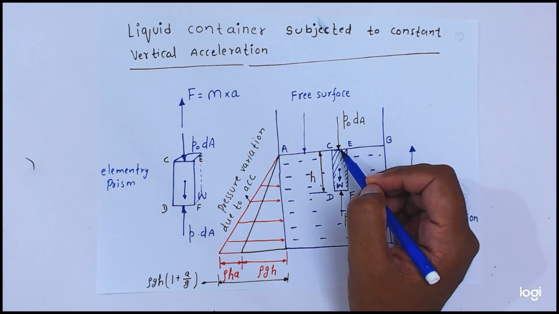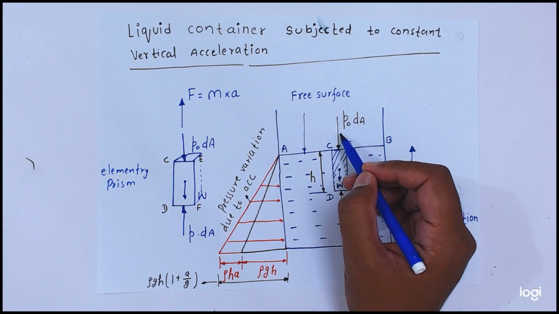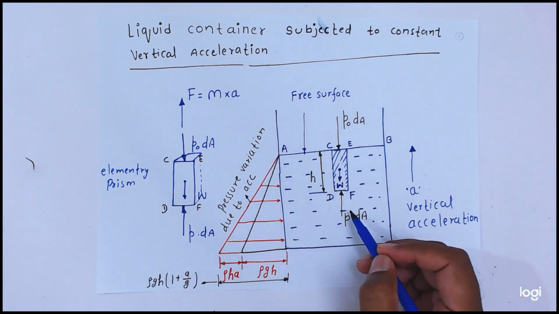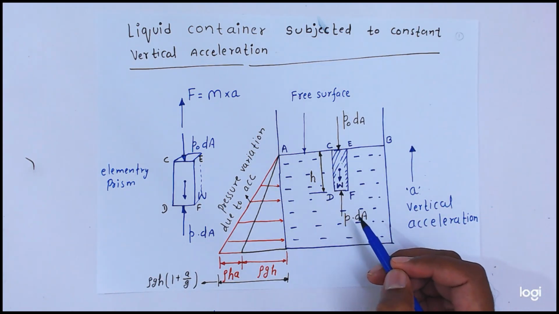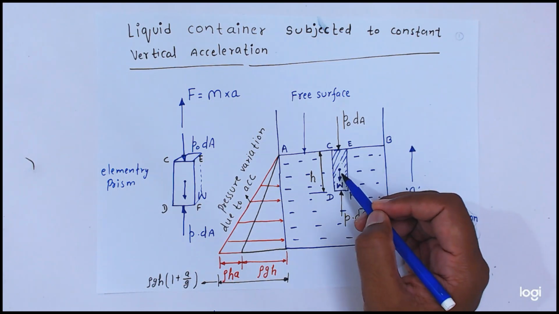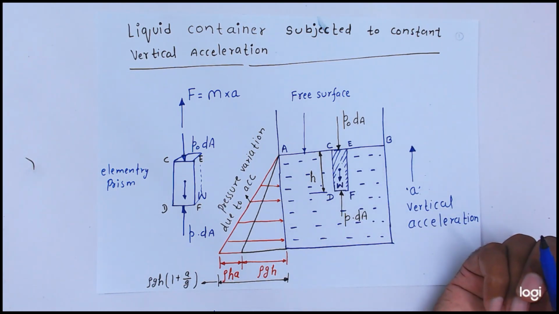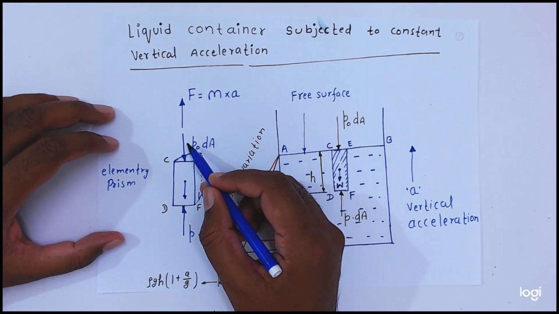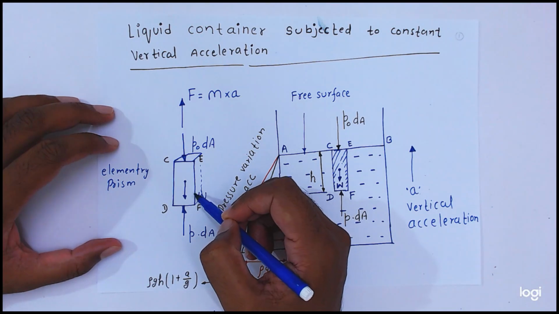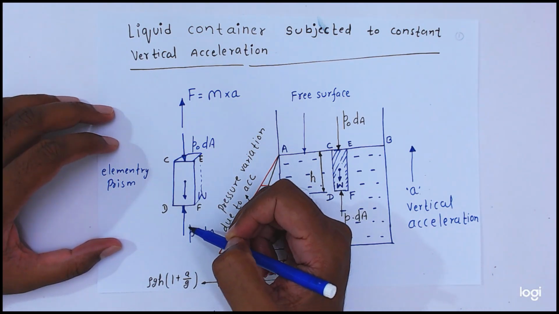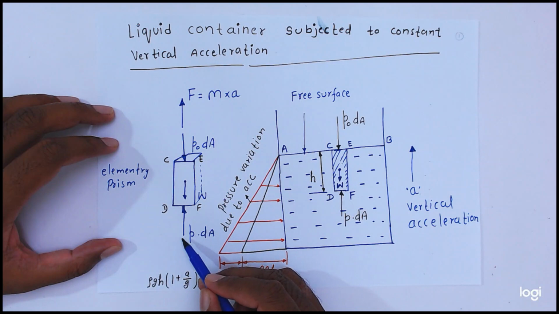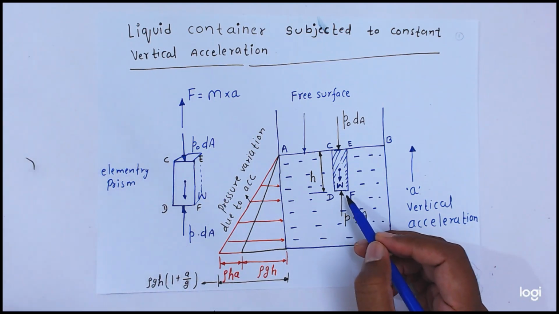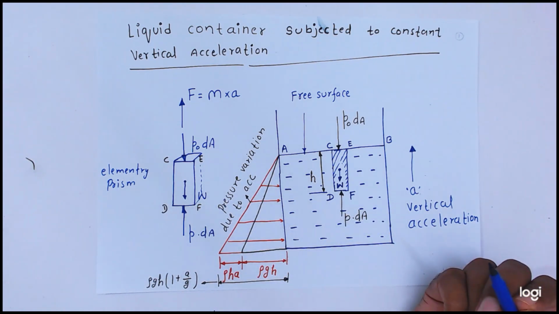Here it is the free surface, so here atmospheric pressure will work. So P naught is the atmospheric pressure and here it is the liquid pressure P. The weight of the elementary prism is equal to W. See friends, the atmospheric pressure force is working in the downward direction, weight also working in the downward direction, but this fluid pressure force, pressure at surface dA, will work in the upward direction. Getting friends?